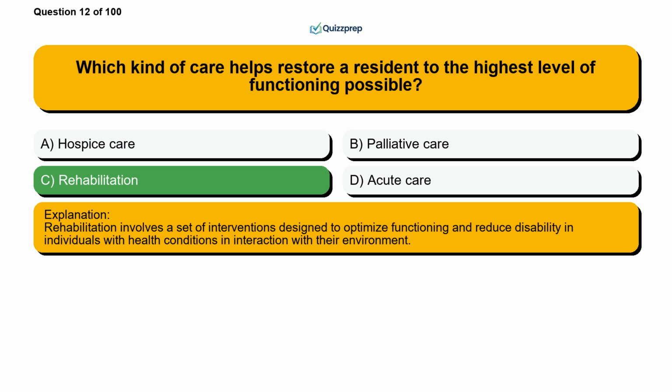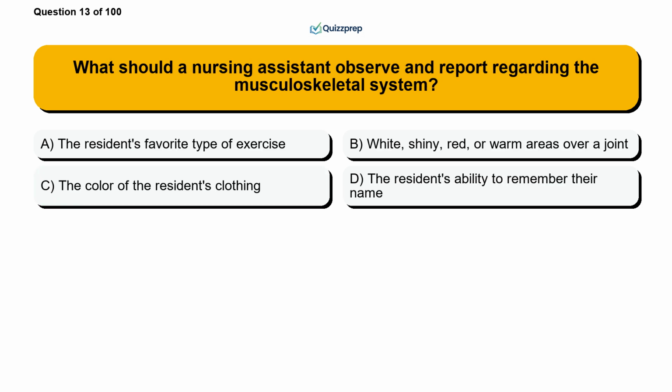Rehabilitation involves a set of interventions designed to optimize functioning and reduce disability in individuals with health conditions in interaction with their environment. Question 13. What should a nursing assistant observe and report regarding the musculoskeletal system? Option A, the resident's favorite type of exercise.